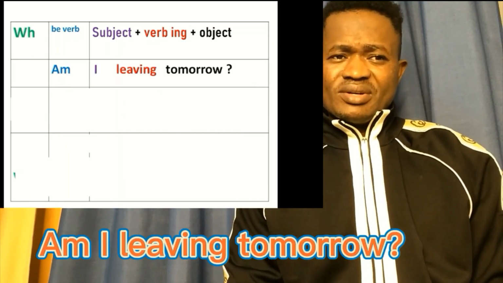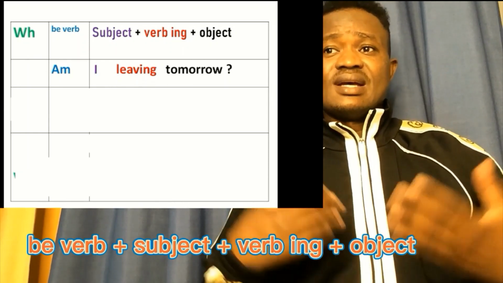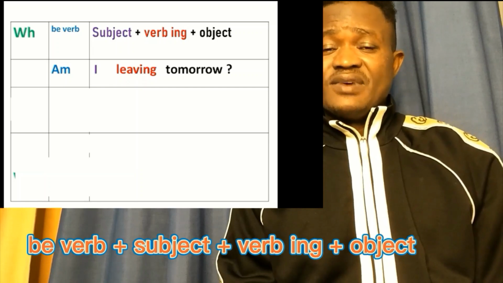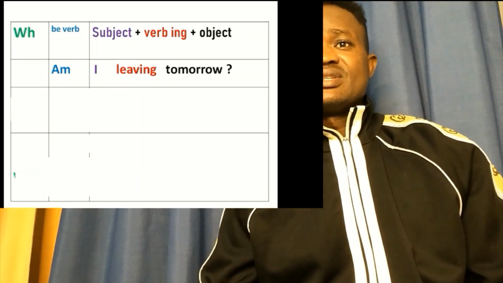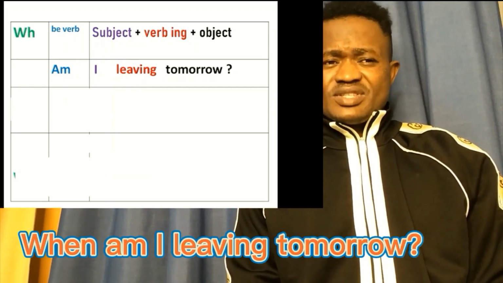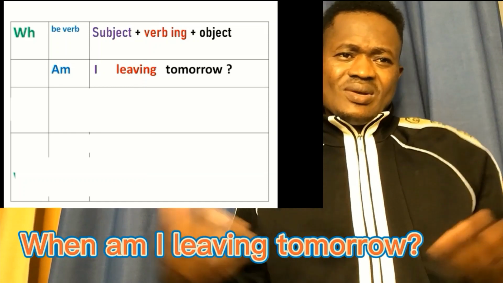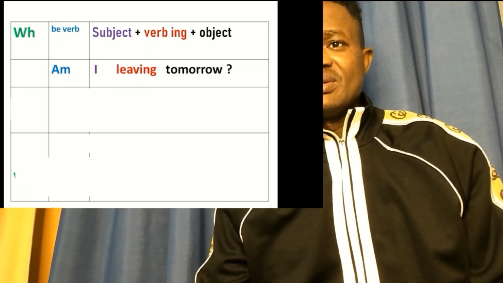Am I leaving tomorrow? Am is a be verb, I is a subject, leaving is a verb ing, tomorrow is the object. Okay, all right. So the WH question also, I can say, when am I leaving tomorrow? When am I leaving tomorrow? I'm asking myself. Okay, all right, let's go.